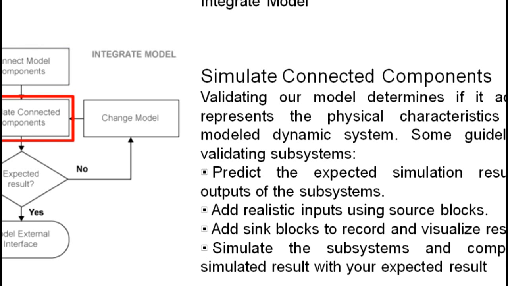Next is simulating the connected components. Validating our model determines if it accurately represents what we are looking for. It should accurately represent the physical characteristics of the modeled dynamic system. For validating a subsystem, we predict the expected simulation results and outputs of the subsystem. We add realistic input using source blocks. We add sink blocks to record and visualize results. We simulate the subsystem and compare the simulated results with our expected results. If this is all satisfied, we can say yes, our connected components simulated properly.